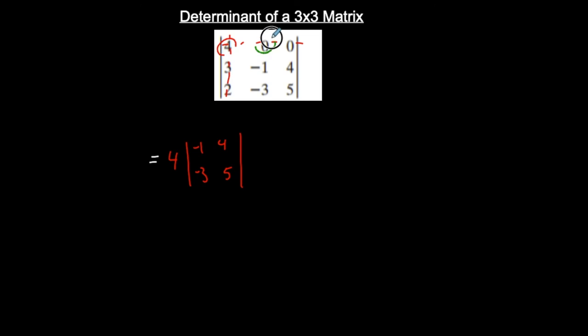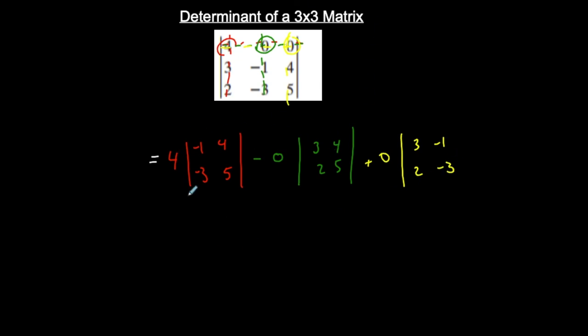So I'm going to take the next element in row 1. And when I take this element now, this row and this column cancel. So what's left? 3, 2, 4, 5. Take the determinant of that. Now, remember I said the pattern is plus, minus, plus. So I'm taking plus this element times the determinant of the leftover matrix, minus the second element times the determinant of its leftover matrix, plus the third element times the determinant of its leftover matrix, which is 3, 2, negative 1, negative 3.